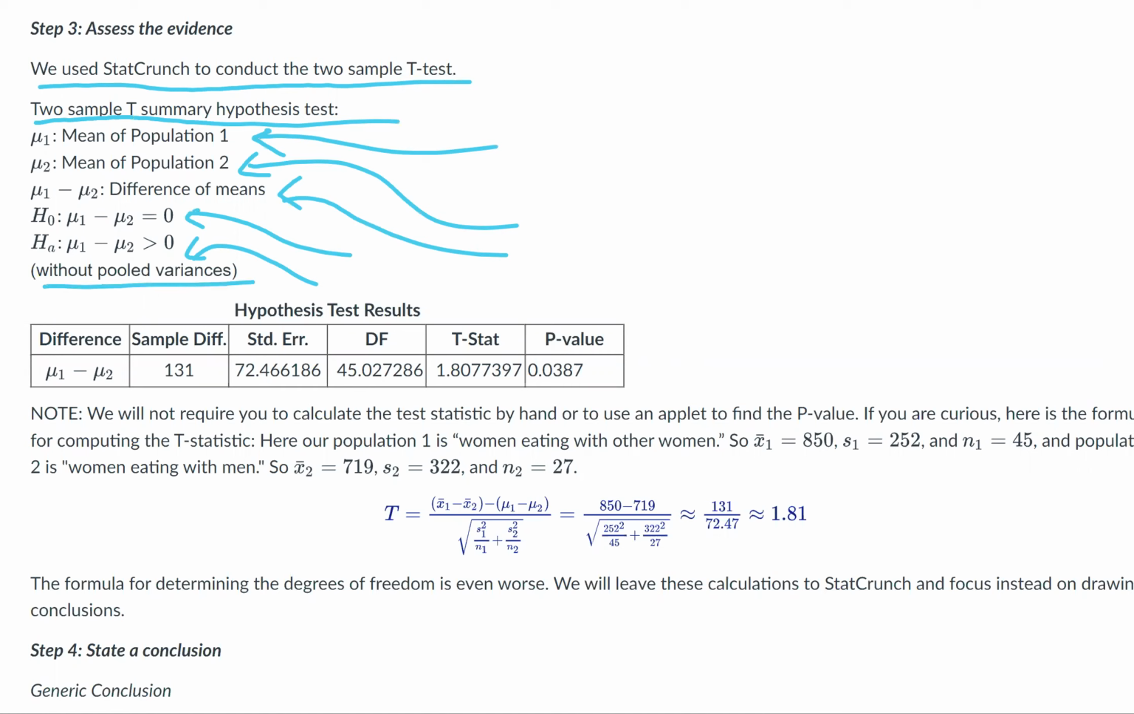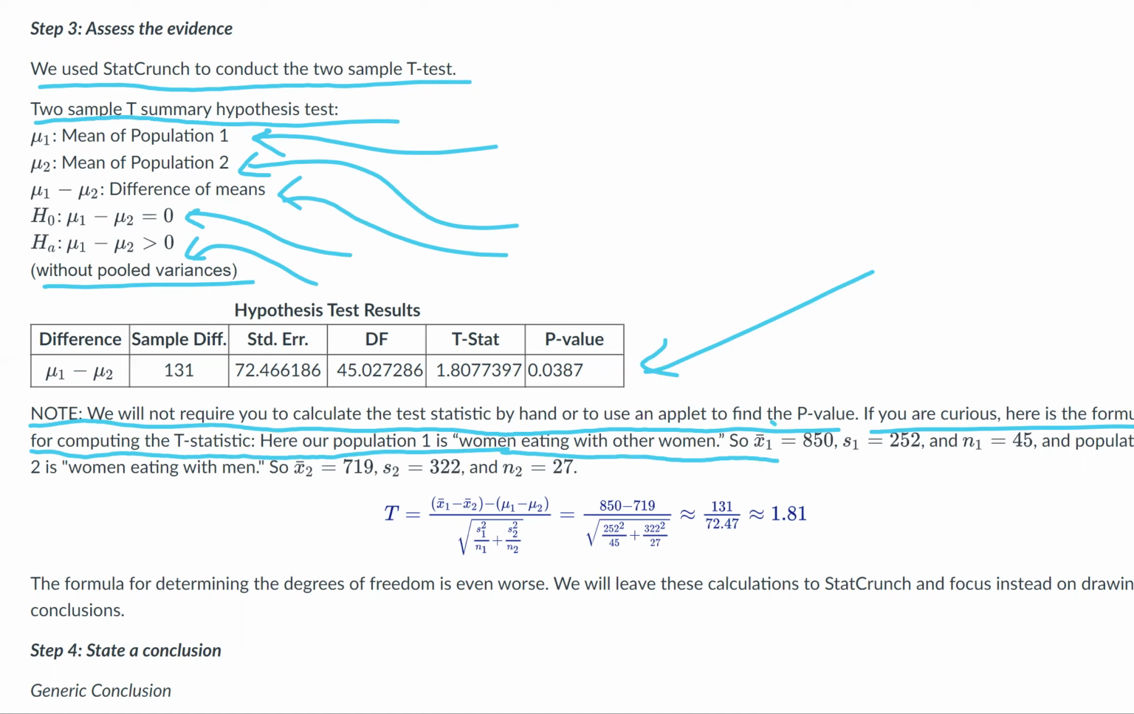And then this is what was spit out by StatCrunch. Note that we will not require you to calculate the test statistic by hand or to use an applet to find the p-value. If you are curious, here's the formula for computing a test statistic. Our population 1 this time is women eating with other women, so the sample mean is 850, and then the standard deviation for the first sample where women were only eating with women is 252, and n, the number of women in that first sample where women were only eating with women, is 45.